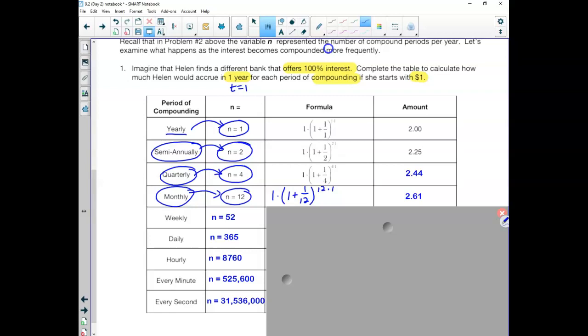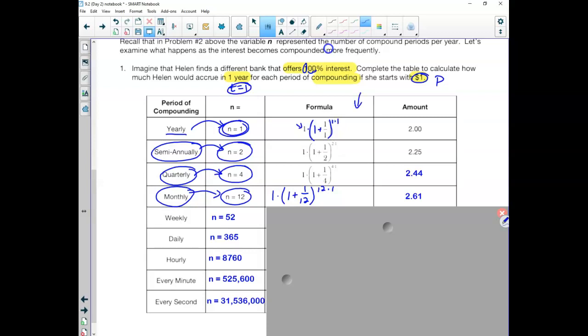Her initial investment, that's her P value. That's this first 1. And that's going to get multiplied times this formula of 1 plus my rate. Ooh, 100%. That means your decimal shifts. That's why there's a 1 up there. And we're going to divide that by n, raised to the n times t power. And in this case, both n and t are 1. t's 1 all the way down this column, okay?